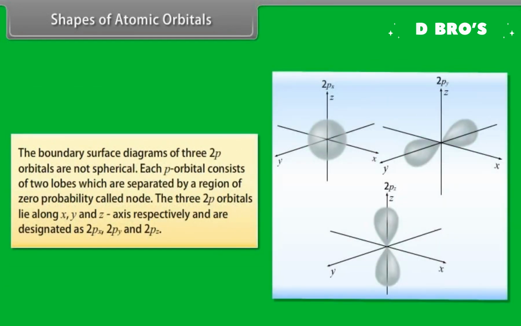The boundary surface diagrams of the three 2p orbitals are not spherical. Each p orbital consists of two lobes which are separated by a region of zero probability called a node. The three 2p orbitals lie along the x, y and z axes respectively and are designated as 2px, 2py and 2pz.